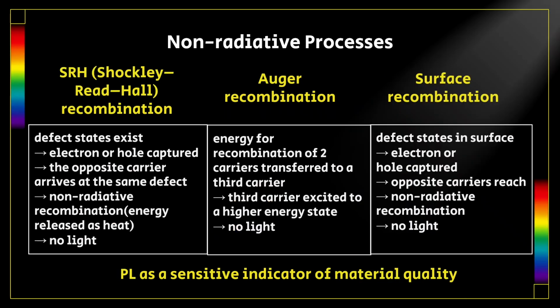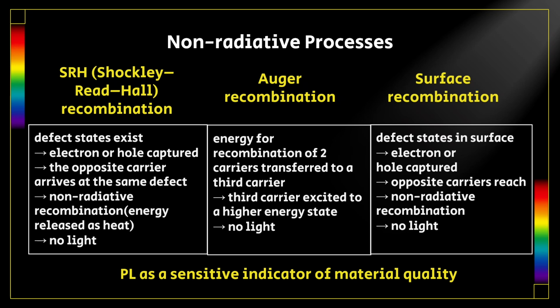Just like the relaxation process in PL, electrons and holes do not always recombine radiatively. They can undergo non-radiative recombination via SRH defects, Auger processes, or surface recombination. These pathways reduce PL intensity, so PL is also a sensitive indicator of material quality.